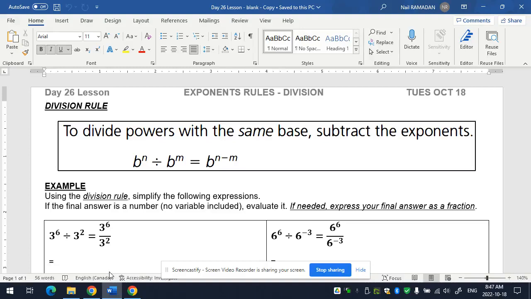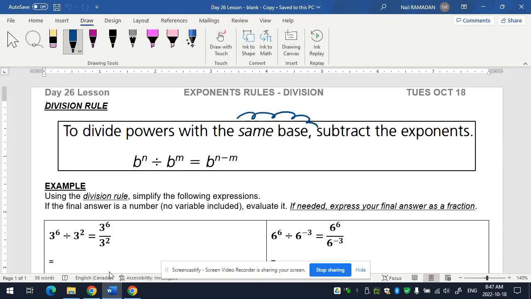So to divide powers, you still have to have the what? You have to have the exact same base. If the bases are different, raise your hand. Either I'm trying to trick you, or I made a mistake by forgetting to make the bases the same. Okay? So the base has to be the same. And all you have to do is n minus m. Okay?